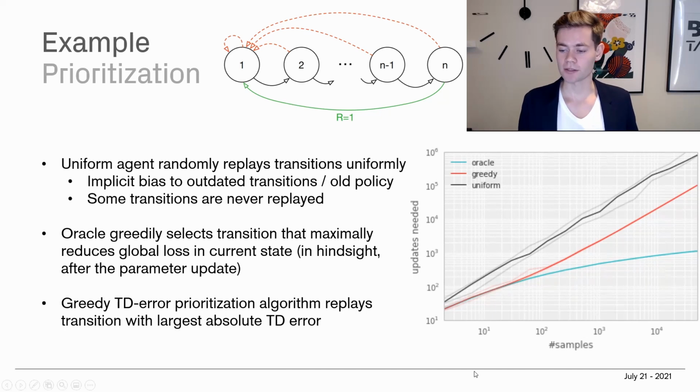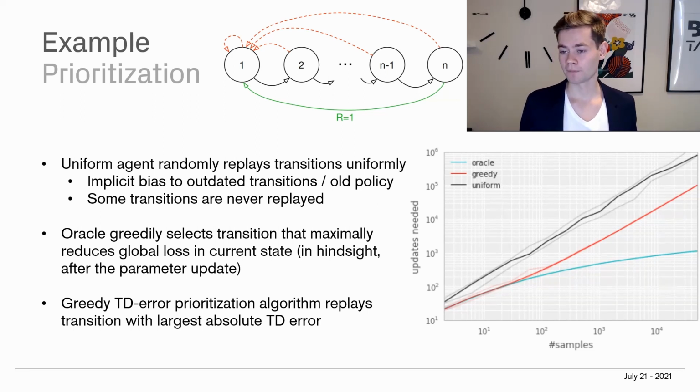And this here is basically the size of the buffer, so the number of samples. So in the case of uniform sampling, we have this sort of behavior here. This is compared to an oracle, which basically greedily selects the transition that maximally reduces global loss in the current state. So this is not really a viable strategy to implement when you're learning something, because when you're learning something, you don't know what's maximally going to reduce the global loss. So this is something they did in hindsight and then sort of reconstructed what the optimal selection procedure would be.